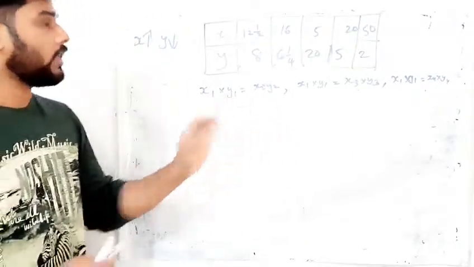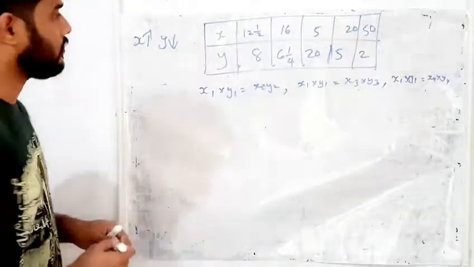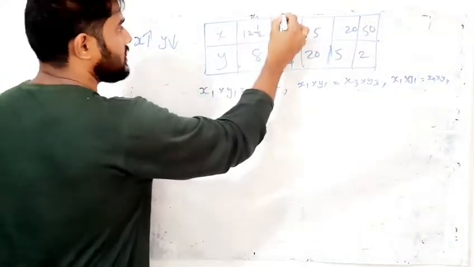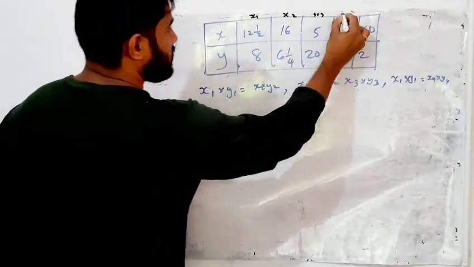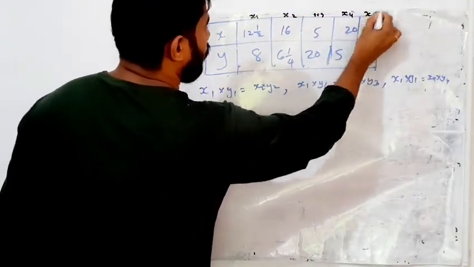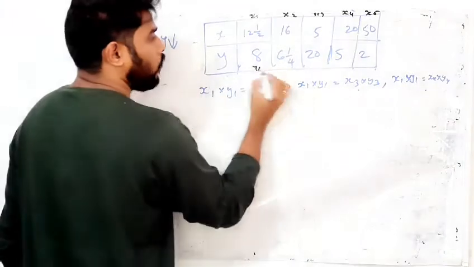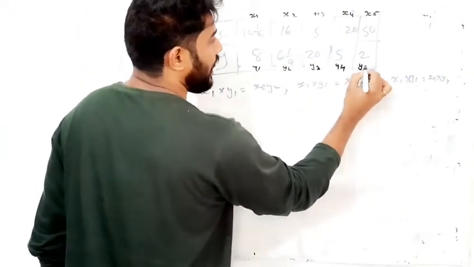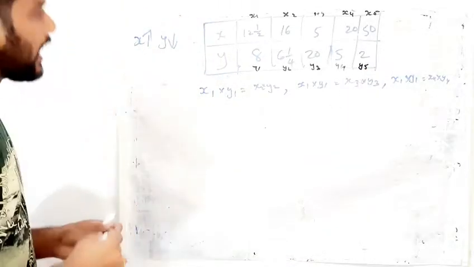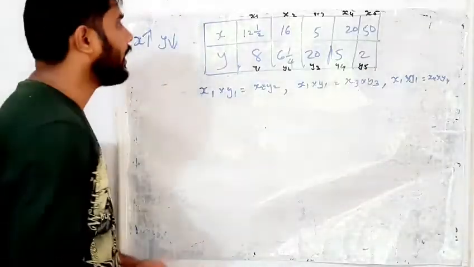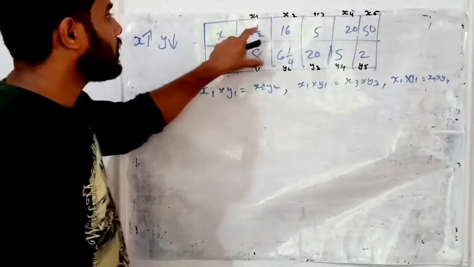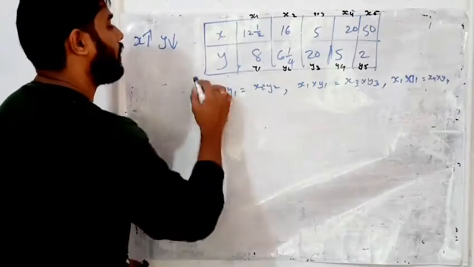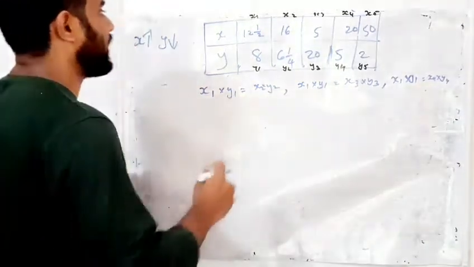Clear? Now here we have two variables, one is x and one is y. So this one is x1, this is x2, this is x3, x4, and x5. This is y, y1, y2, y3, y4, and y5. So five pairs are here. Clear? Now if it is inverse proportion, what will happen? x1 into y1 is equal to x2 into y2. We can check these things.